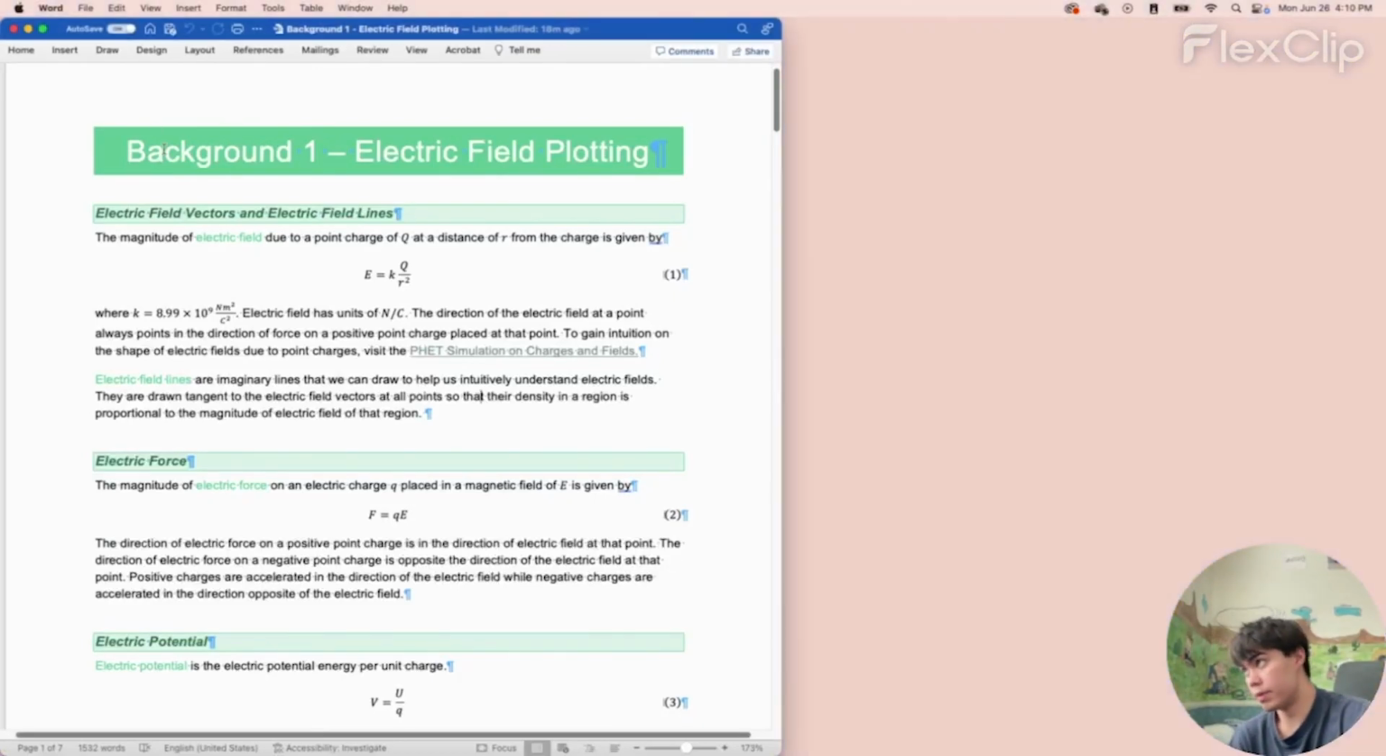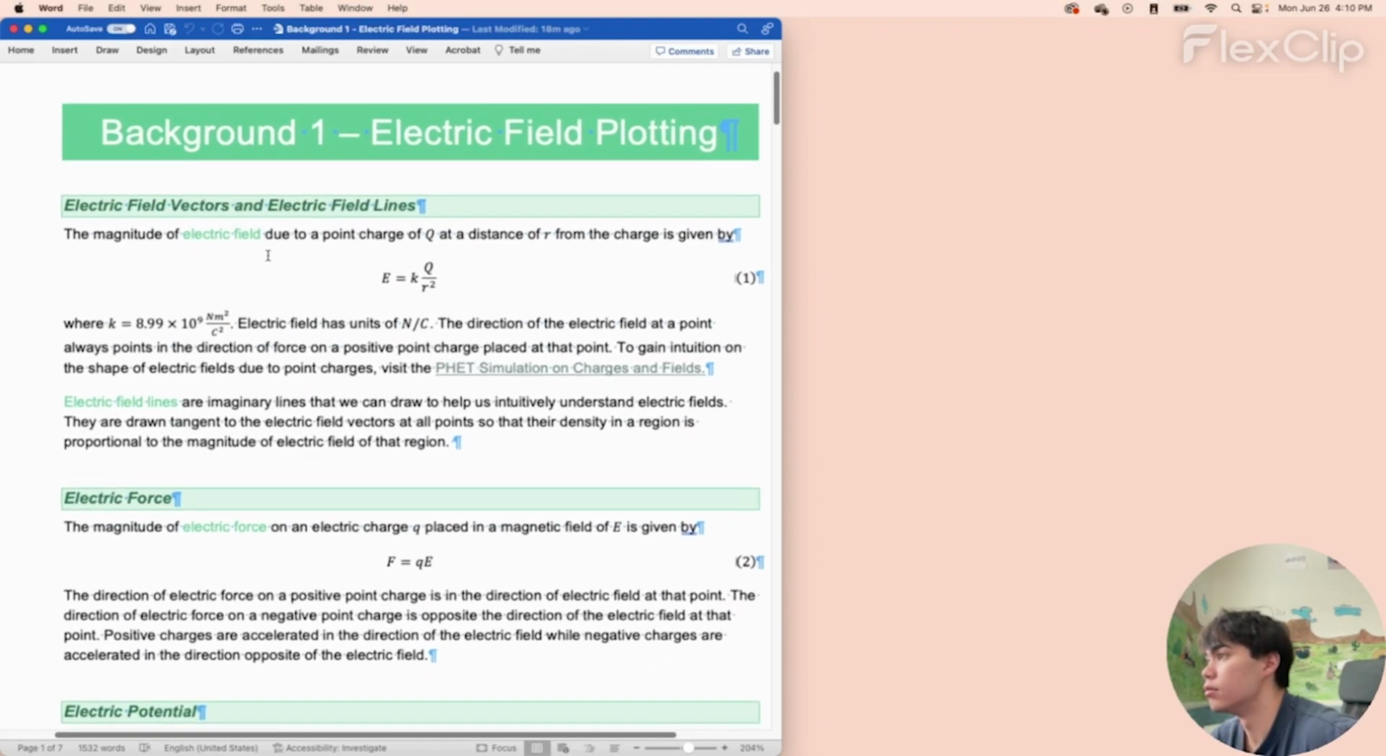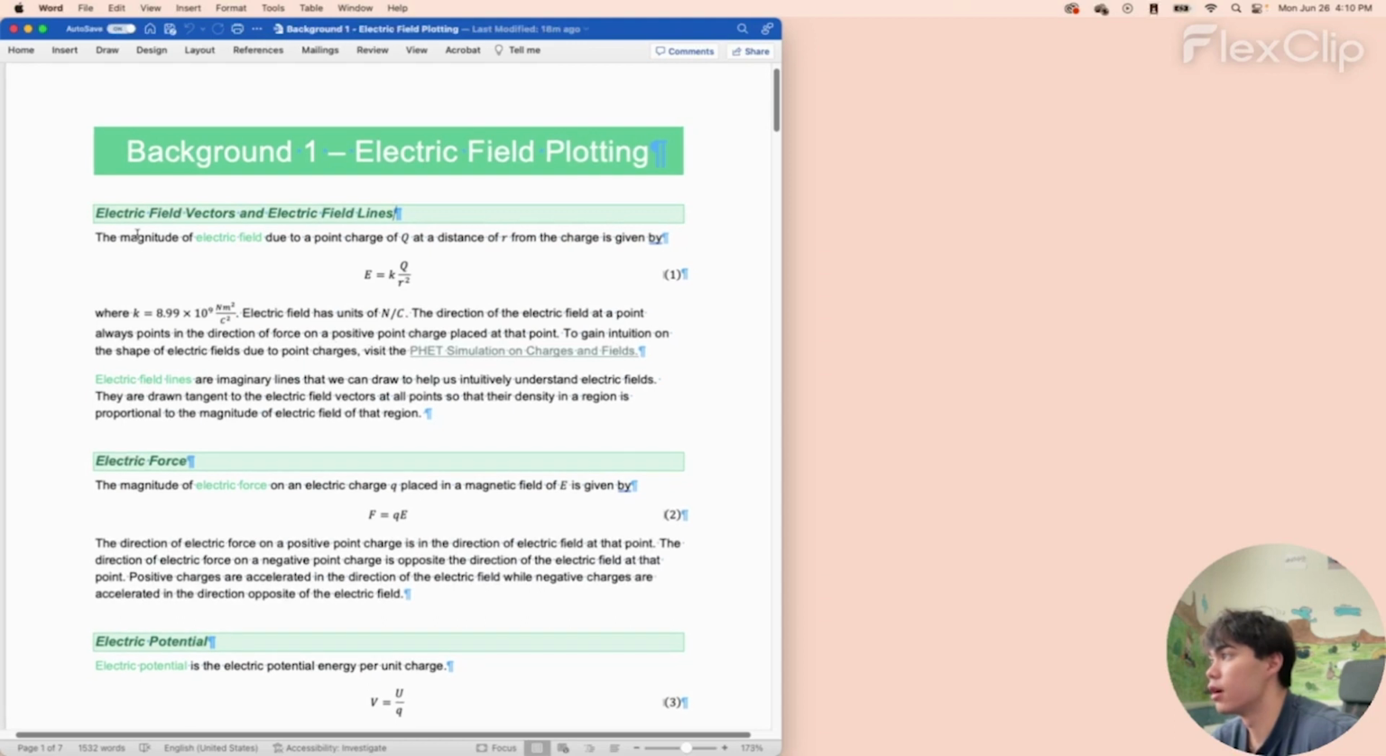Hi, welcome to Background 1 Electric Field Plotting. We're going to start with electric field vectors and electric field lines. Electric field vectors point outward. So the equation for the strength of electric field is given right here, and the K constant is right here. This is for a charge of Q, and this is the electric field at a distance R from that charge.